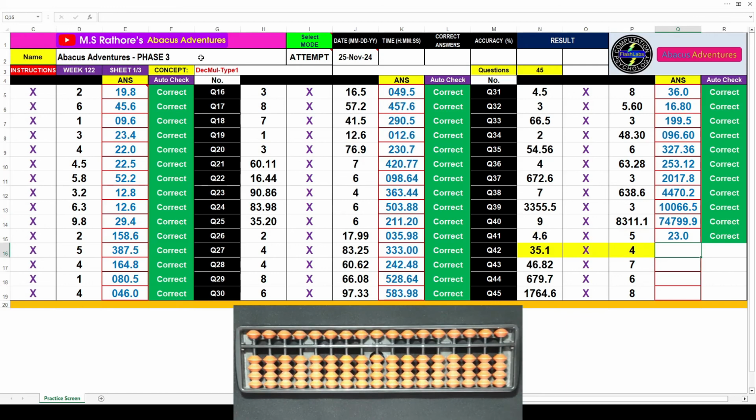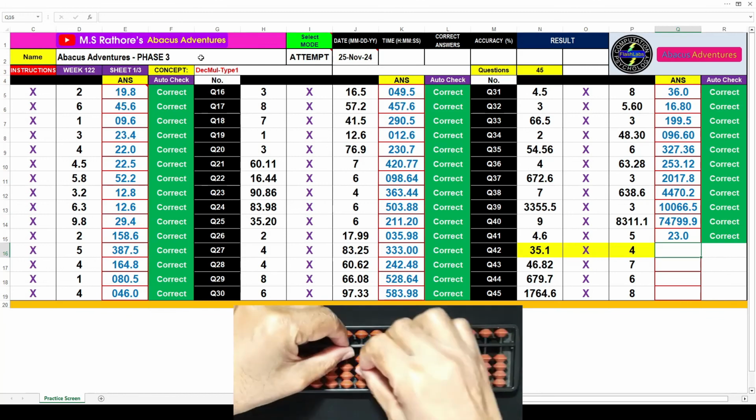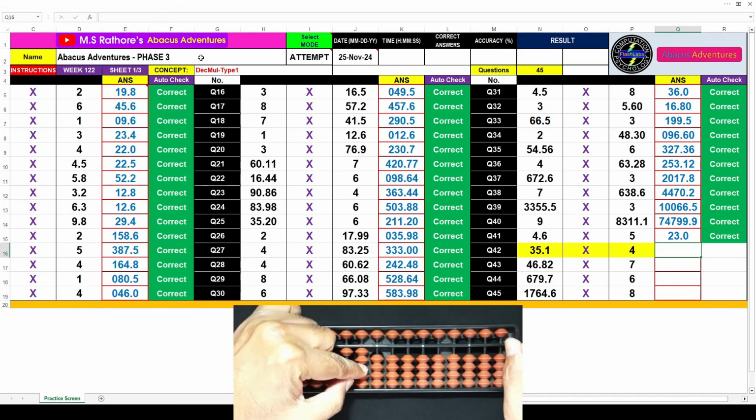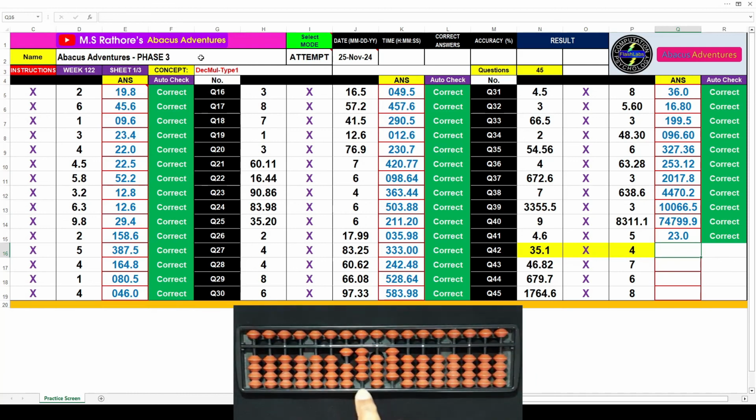Question number 42, 35.1 multiplied by 4. Let's place the finger on rod number 3. From right to left it is 4 3s are 12, shifted. 4 5s are 20, shifted. 4 1s are 0 4. And the answer is 140.4.